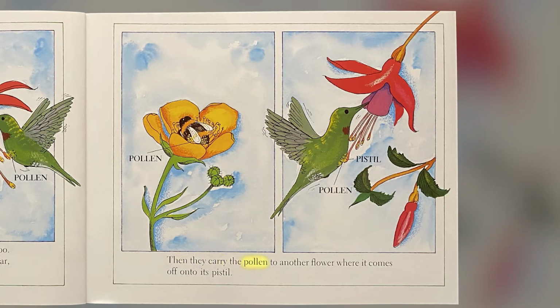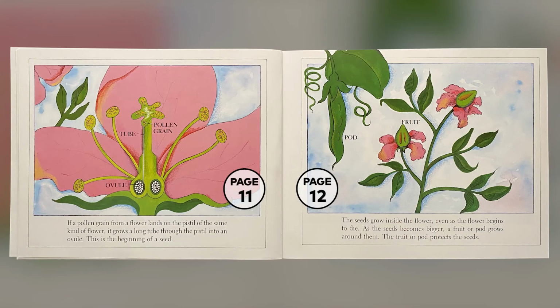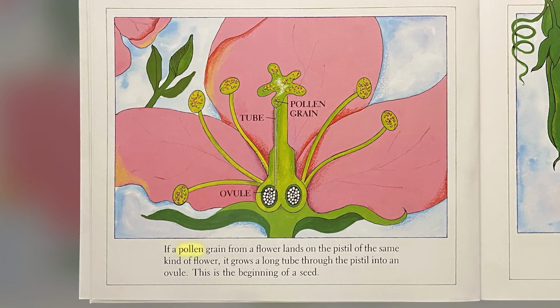Then they carry the pollen to another flower where it comes off onto its pistil. If a pollen grain from a flower lands on the pistil of the same kind of flower, it grows a long tube through the pistil into an ovule. This is the beginning of a seed. Ovule. Tube. Pollen grain.